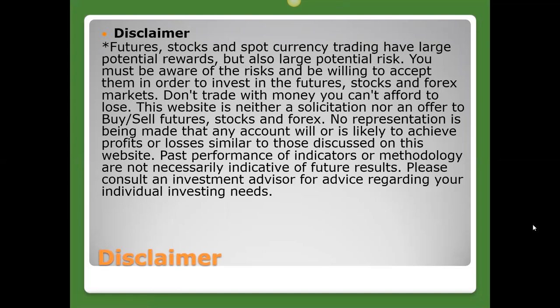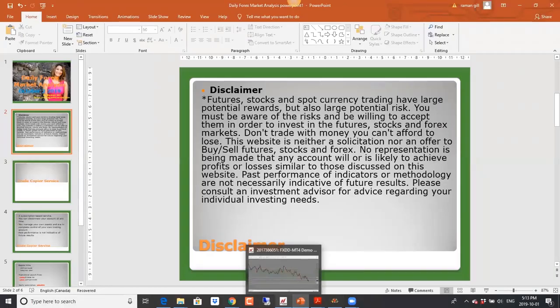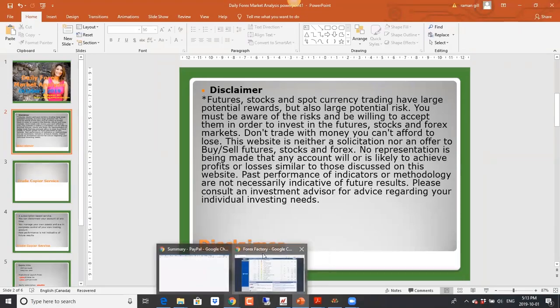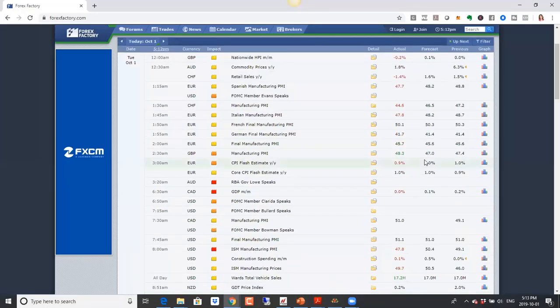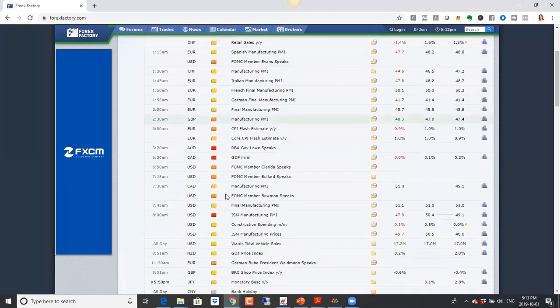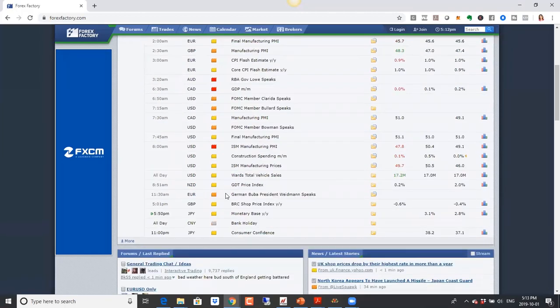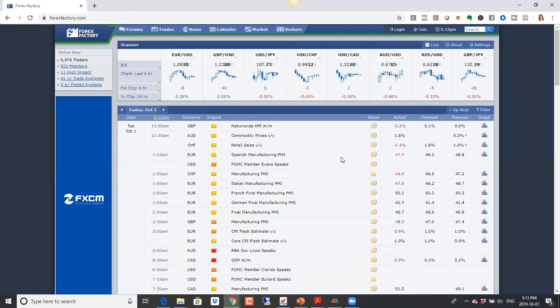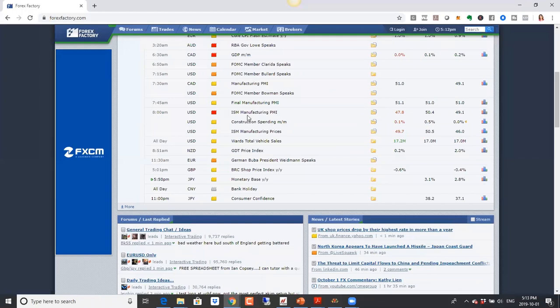As usual, we'll get started with our analysis, and we'll start off with our Forex Factory calendar. In terms of the data, we had PMI numbers out of the Eurozone that were below expectations, and the Reserve Bank of Australia cut rates, and also the PMI numbers out of the US were also below expectations.